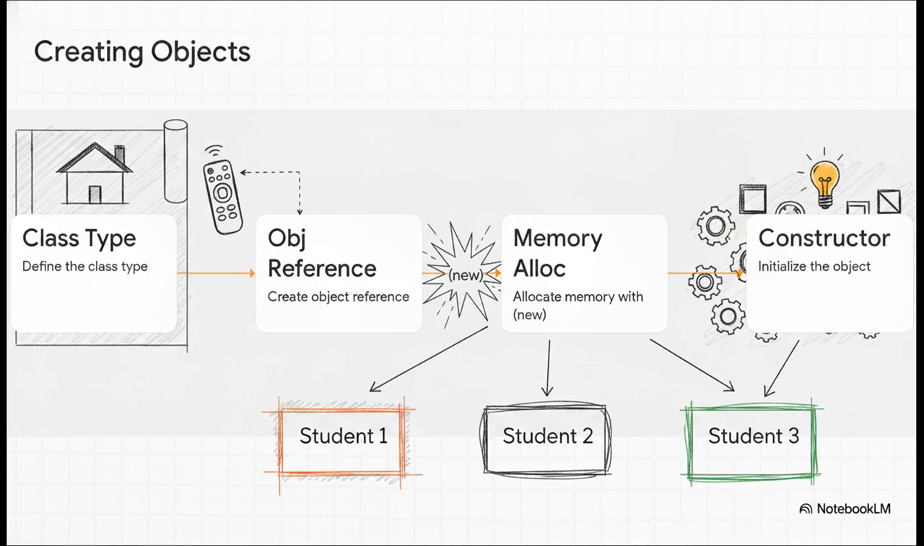Step 3 is the magic word, new. The new keyword tells Java to go allocate actual physical memory space for this specific object. And finally, step 4, we call the constructor to initialize it. And the best part, you can do this over and over again. You can have student1, student2, student3, and each instantiated object gets its very own separate memory space.